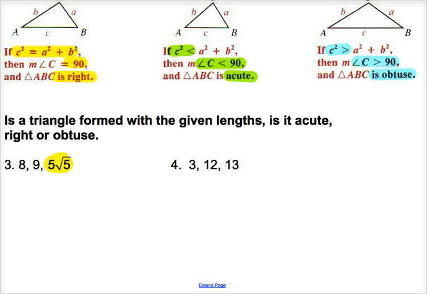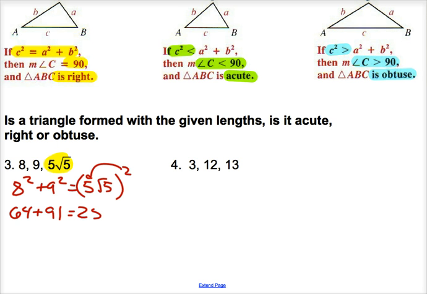Let's try Pythagorean theorem. 8 squared plus 9 squared equals (5 times the square root of 5) squared. 8 squared I know is 64. 9 squared is 81. Distribute, 5 squared is 25. Square root of 5 squared is 5. I know that 25 times 5 is really 125. And on the left side, 64 plus 81 is 145.